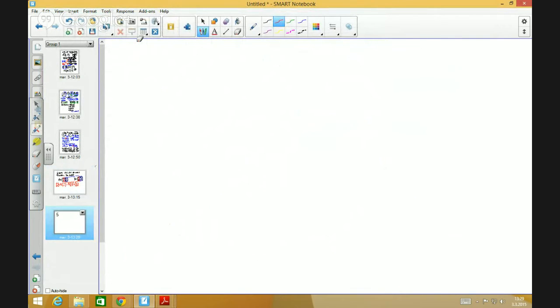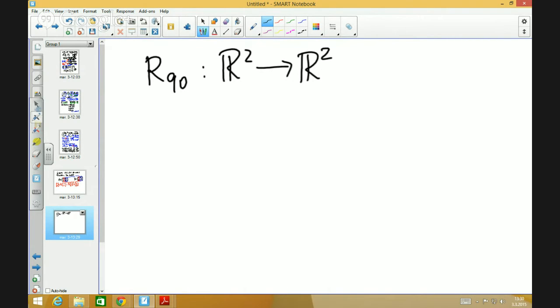So I want you to implement for me this transformation R90 that takes points in R2, gives us points in R2, and that does a rotation by 90 degrees counterclockwise. That is to say, it goes like this, 90 degrees.